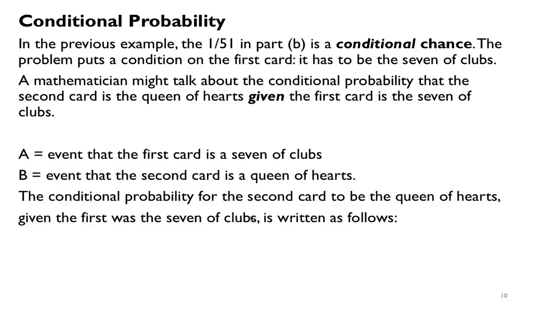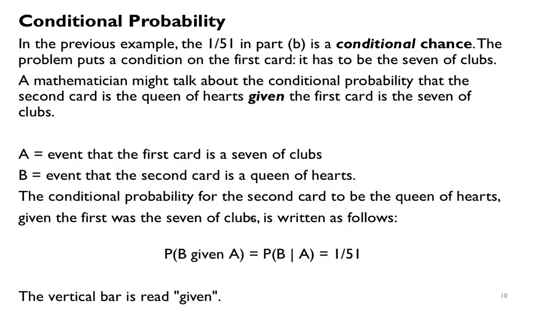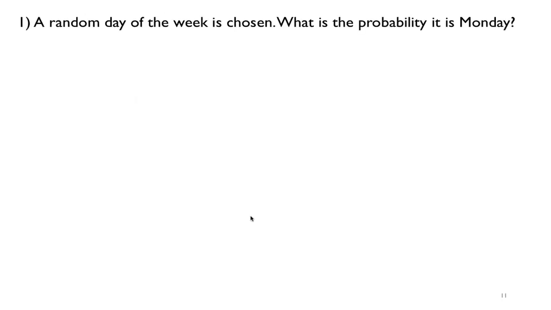And so the conditional probability for the second card to be the Queen of Hearts, given that the first card was a 7 of clubs, is written like this, where we write P of B given A. In other words, given that A occurs, what's the chance that B occurs? Another notation we write is P of B, then a vertical line, then A. So again, this is the same thing as P of B given A. And so in this case, it was 1 out of 51, as we saw earlier. That vertical bar is read as "given." So this is an example of conditional probability.